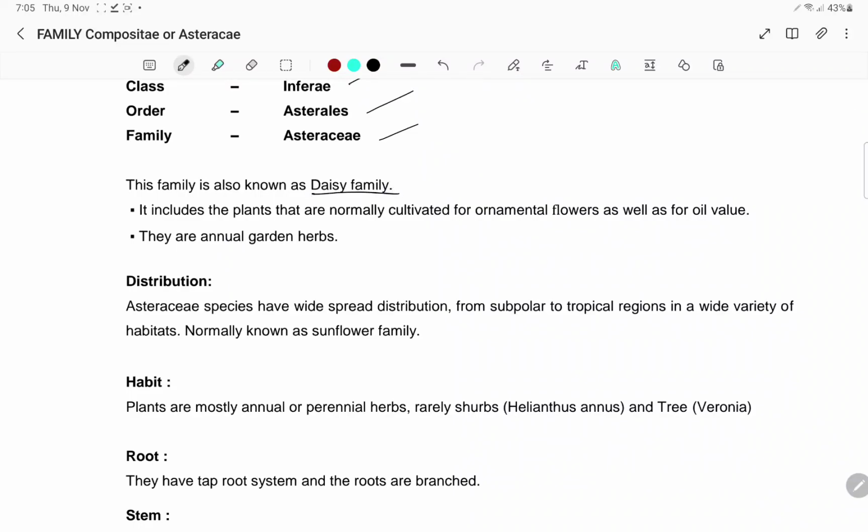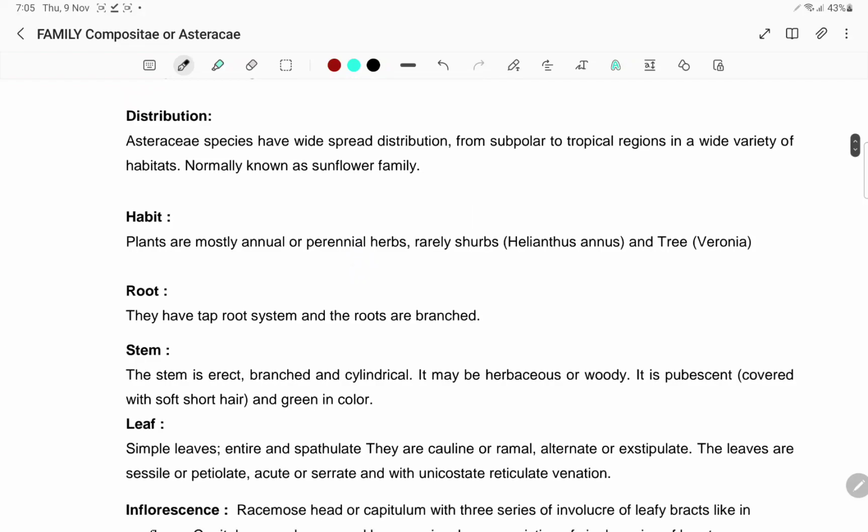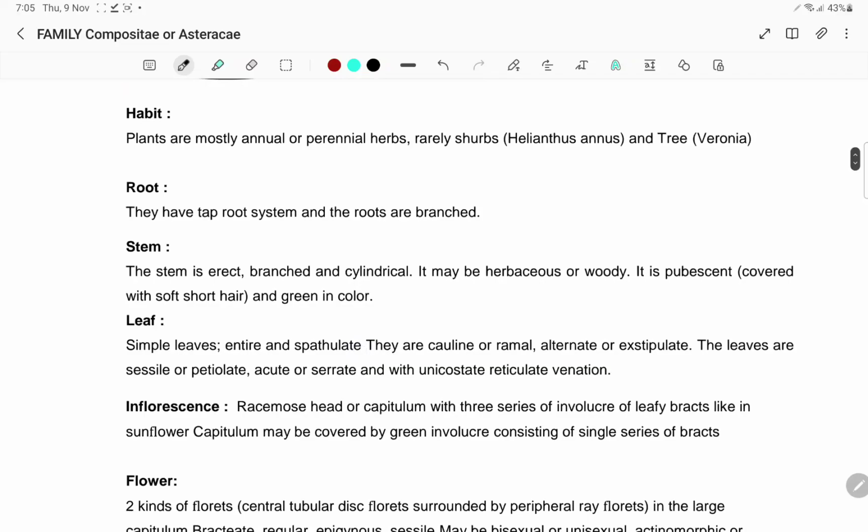It includes plants that are normally cultivated as ornamentals as well as for oil value. They are annual garden herbs. Asteraceae species have widespread distribution from subpolar to tropical regions in a wide variety of habitats, and the family is normally known as the sunflower family. The plants are mostly annual or perennial herbs, rarely shrubs. Helianthus annuus is a shrub.